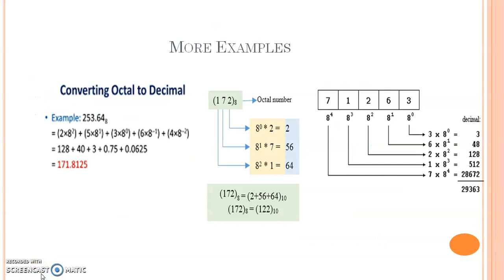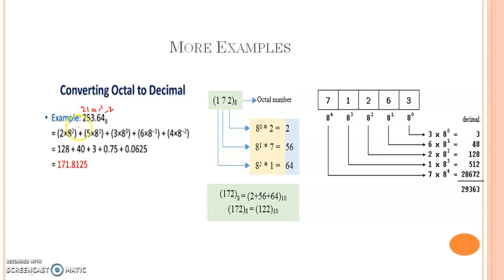Let's see more examples of converting octal numbers to decimal numbers. The first example is 253.64. Again, let's write only the powers. Here it is 0, here it is 1, and here it is 2. And what about the powers of 6 and 4? It is minus 1 and minus 2, isn't it? So how will you find the corresponding decimal equivalent?